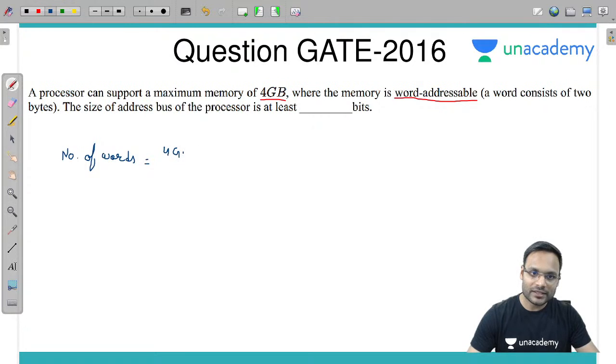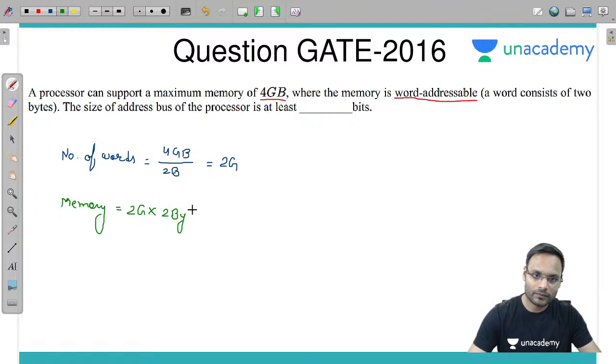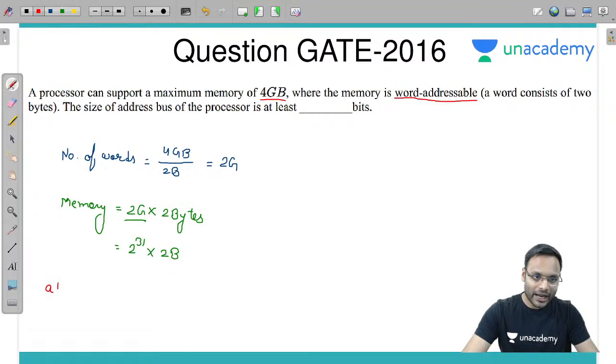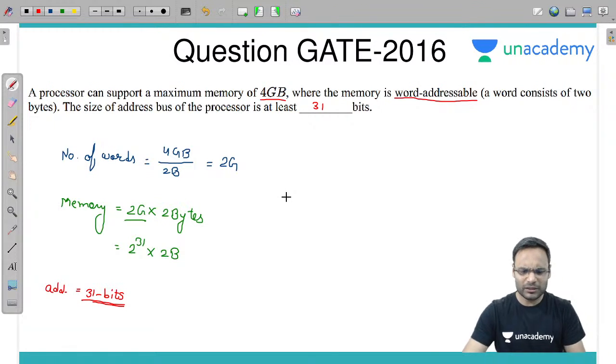In memory the total capacity is 4 GB and each word is of 2 bytes. So how many words you will have is 2G. So how can you represent the memory? You represent the memory like this. Memory will be of 2G number of words and each word of 2 bytes. Now what you need to do is, the size of the address bus of the processor is at least how many bits? 2G is 2 power 31, and based on 2 power 31 you should have an address size of at least 31 bits. The answer is 31.